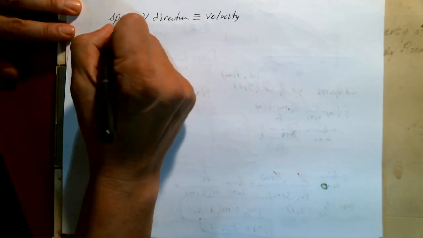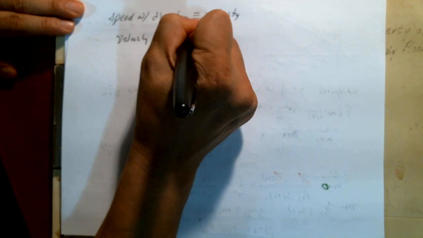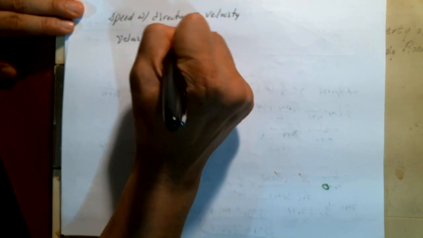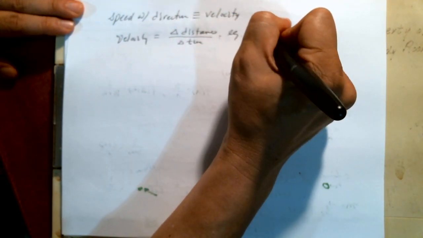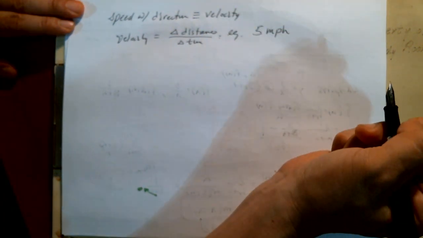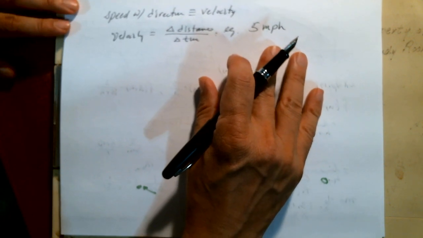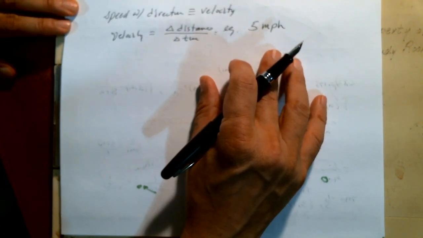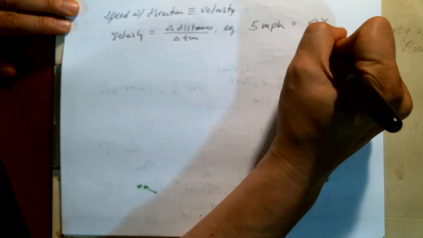A velocity, by definition, would equal the change in distance over the change in time. Here's an example. 5 mph. That's a fast walk, by the way. So you're going 5 miles, the change in distance, per hour. If you're walking really slow, you're probably walking about 2 miles per hour. Or sometimes they say it change in y over change in t, time.